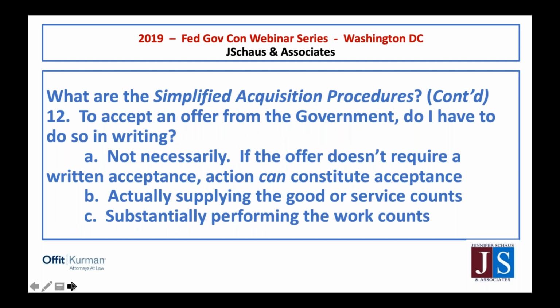Okay, so if you are engaging with the government in this SAP process, do you have to accept an offer from the government in writing? So if the government does issue you a purchase order or a blanket purchase agreement, for example, do you have to accept it in writing? Probably, but not necessarily. It depends. It depends what it says.